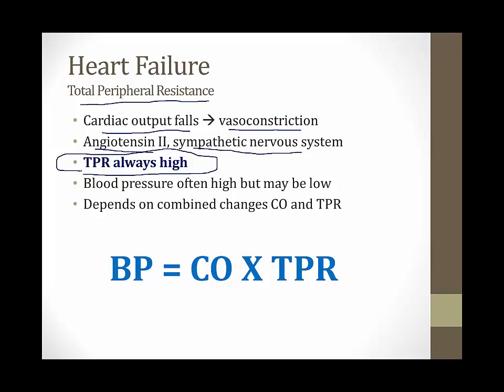Now, just because the TPR is high doesn't necessarily mean the blood pressure is high. Blood pressure in heart failure patients is often high, but it may be low, and that's because blood pressure depends on the combined effects of your cardiac output and your peripheral resistance. So for example, if the peripheral resistance is very, very high and the reduction in cardiac output is small, then patients with heart failure can have an elevated or normal blood pressure.